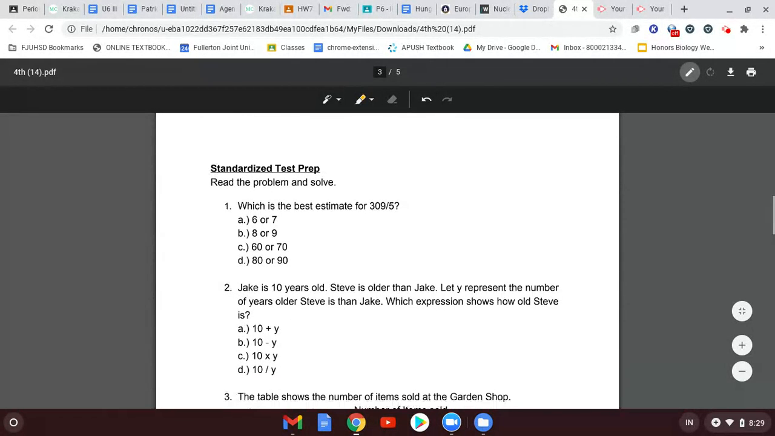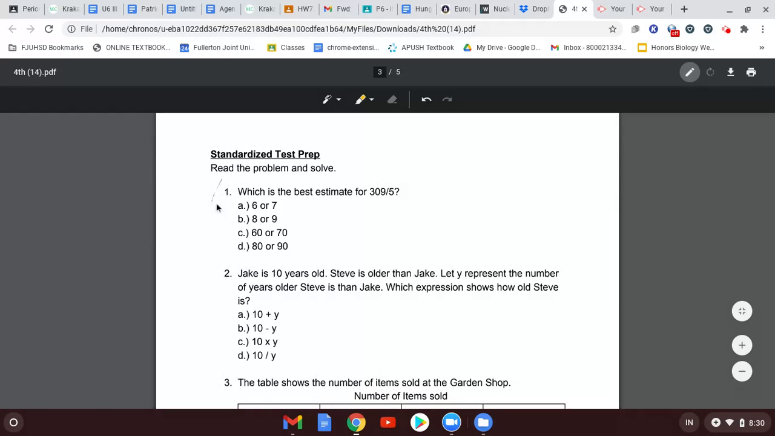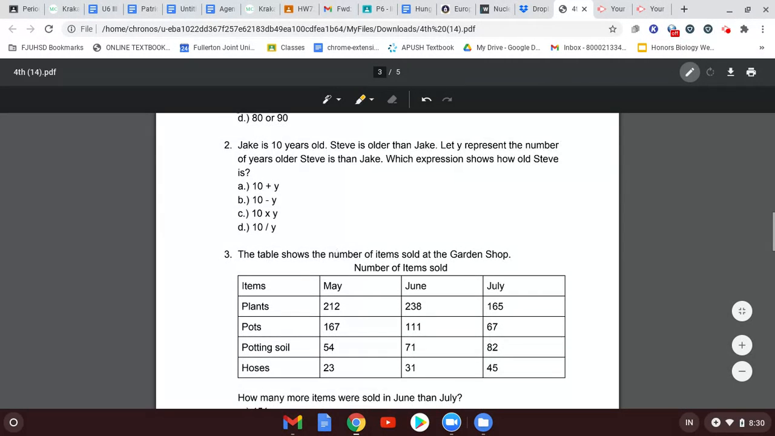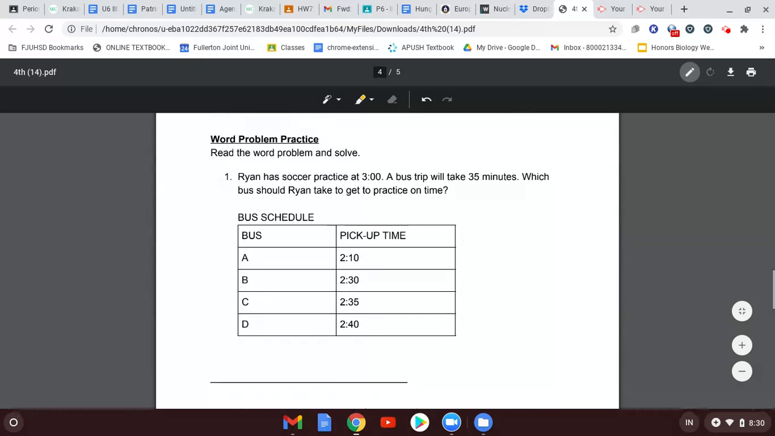Okay. Now let's try doing standard test prep. We're trying to do number 1. What is the best estimate for 309 divided by 5? So we can round up 309 to 310 to make it easy to divide by 5. 310 divided by 5 is around 62. Okay, so if it's 62, which of these numbers is closest to 62? Is it 6 or 7? Is it 8 or 9? Is it 60 or 70? Is it 80 or 90? The closest answer is C, 60 or 70. Okay, let's do some more standard test prep.